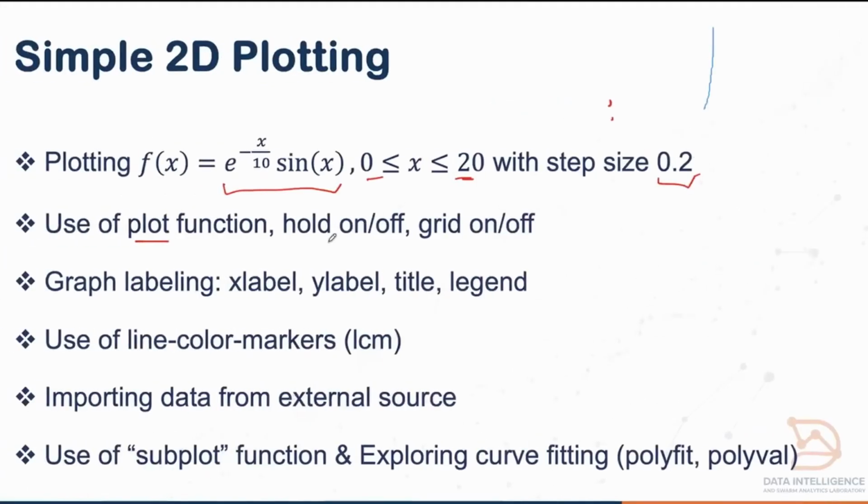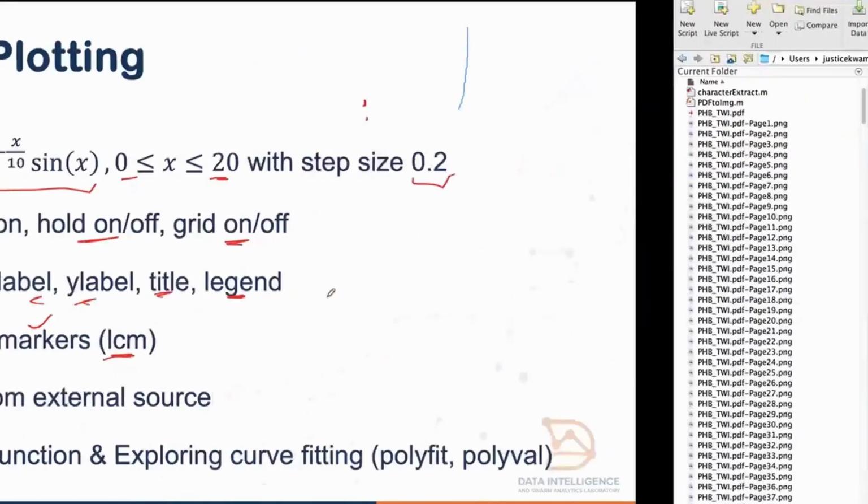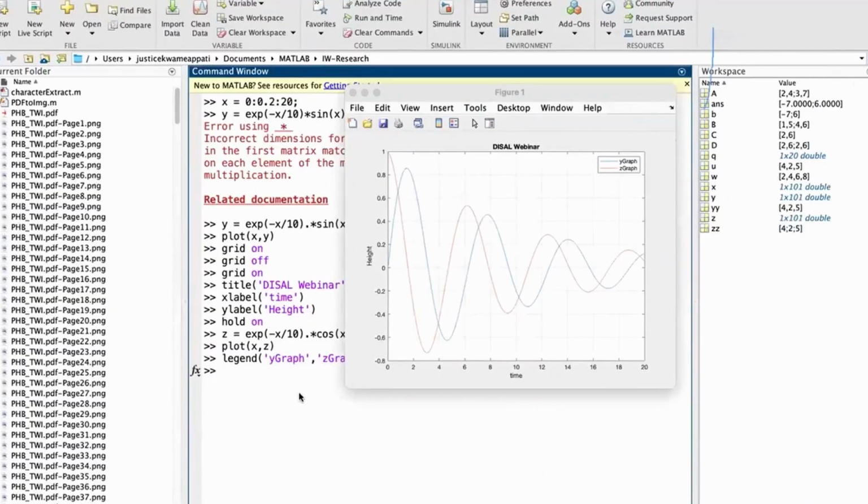So you now know hold on, grid on, xlabel, ylabel, the title, and the legend. The next thing is how to manipulate the look of your graph, called the LCM. The line, the color, the markers. So here I shall type the following before you. Before then I'll say hold off so that any new graph I type will fill the space over there.